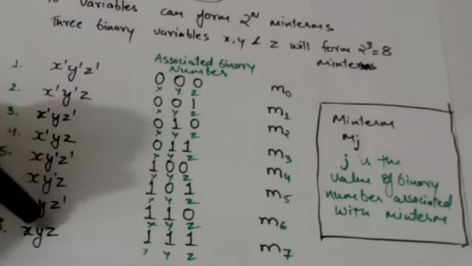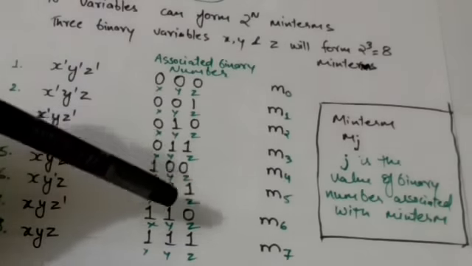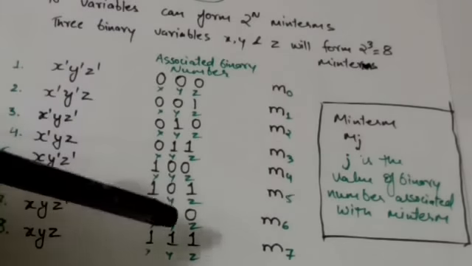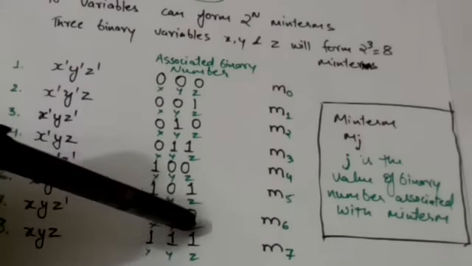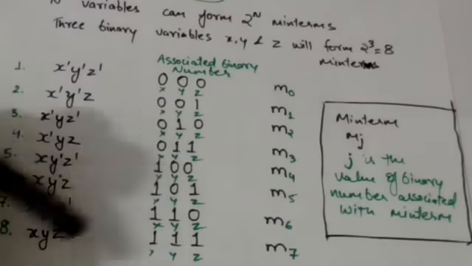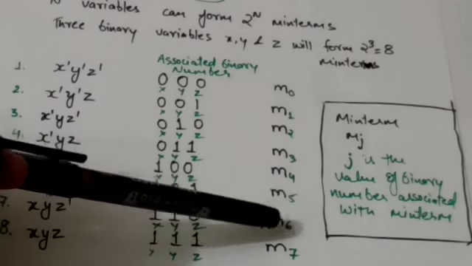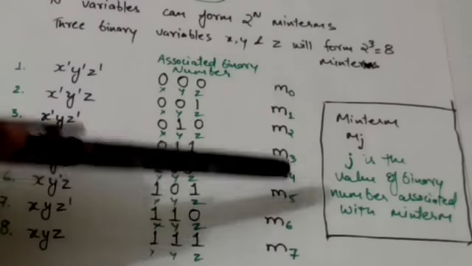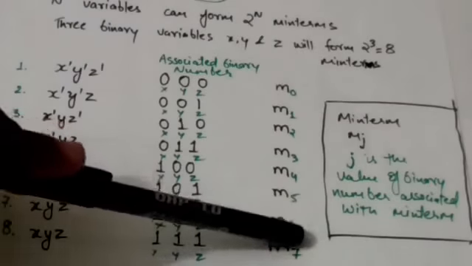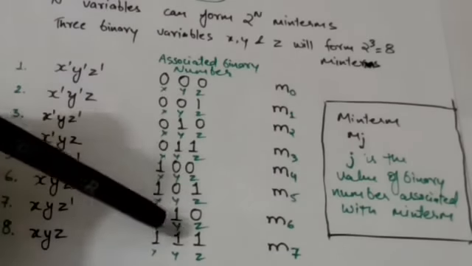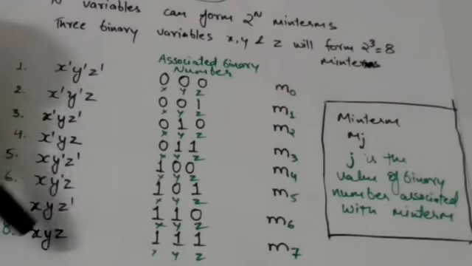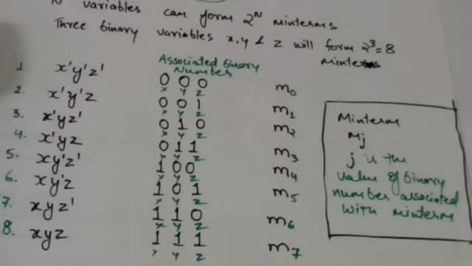Now look at this minterm x and y and z. So this is the binary number associated with this minterm. Its value is 7. So this minterm can be represented as small m with subscript 7. Now what does this subscript represent? This subscript represents the decimal value of the binary number which is associated with this minterm.